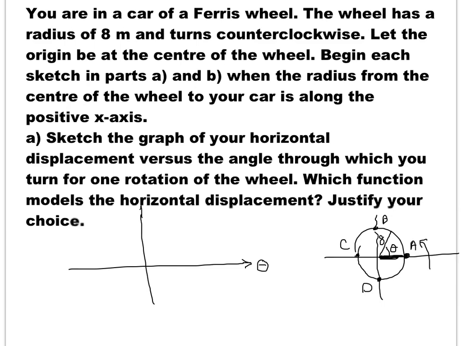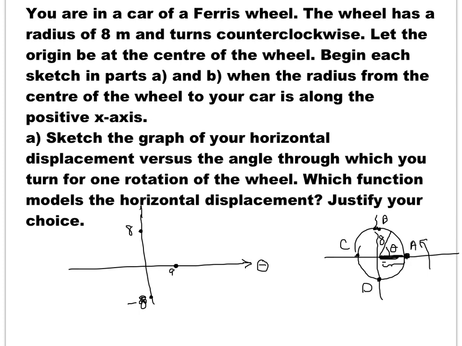So when theta is 0, this means that A is here on the positive x-axis. Then we can see that the distance is 8 meters, which is here. So when theta is 0, the distance is 8 meters. Let's put this one to be 8 and this one to be negative 8. When theta is 90 degrees, you can see that the horizontal distance is 0. So when it's 90, the horizontal distance is 0, which is here.